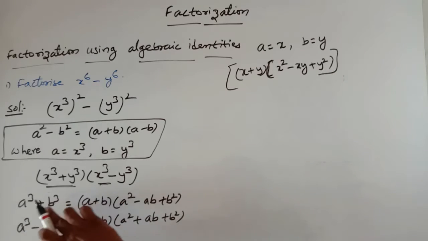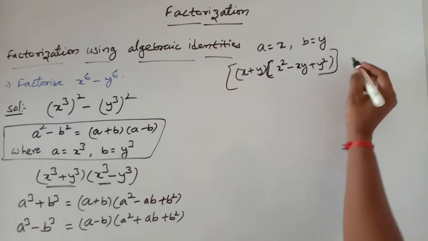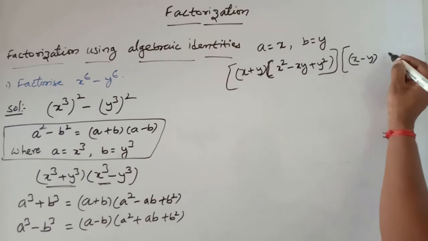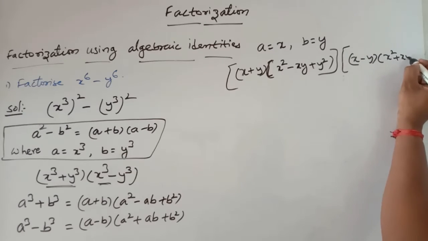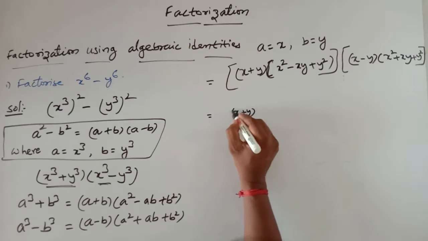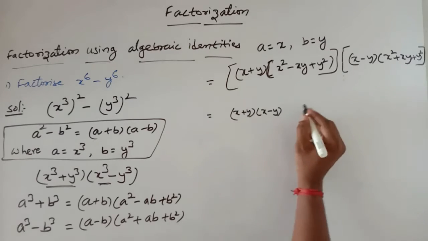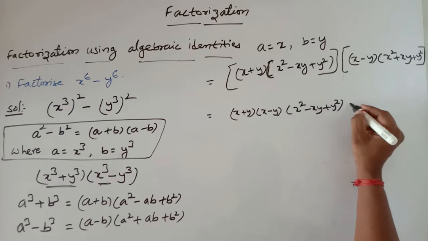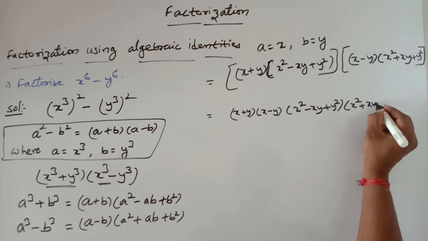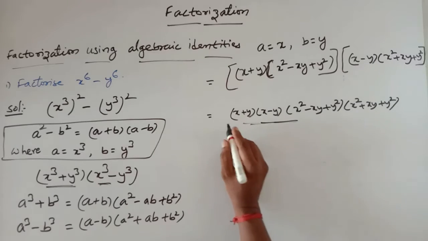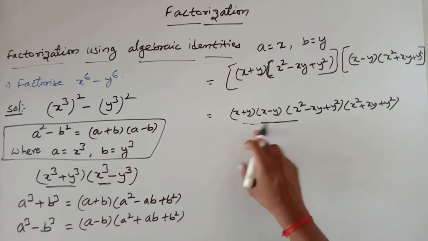So here I am expanding this a cube and substituting in this formula. Next, x cube minus y cube is equal to x minus y into x square plus xy plus y square. So, writing in order, that is x plus y into x minus y, into x square minus xy plus y square, into x square plus xy plus y square. So these are the factors for x to the power of 6 minus y to the power of 6.